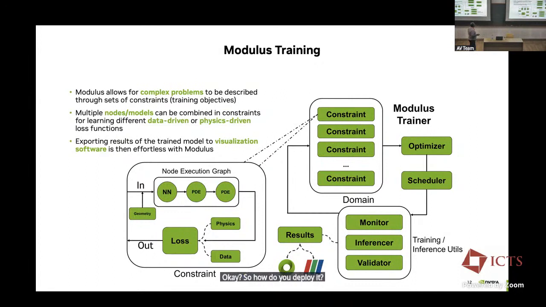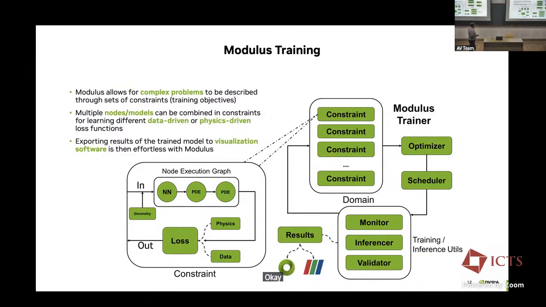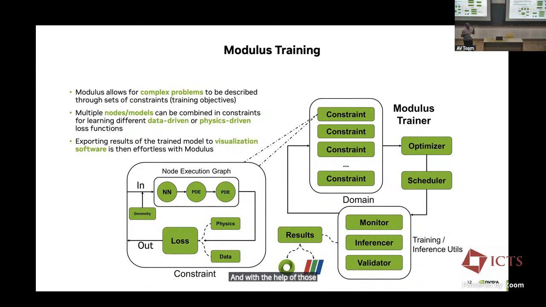So how do you deploy it? You take a neural network, you put in PDEs as a constraint, as a loss function here, okay? Physics loss, data loss, you can put constraints. Whatever data you might have, that can also be used to give the loss function, right? Even that will be added. And with the help of those, you can do parametric studies.